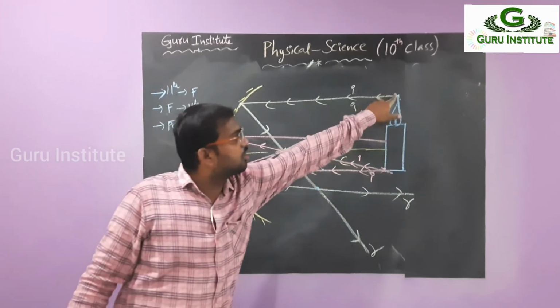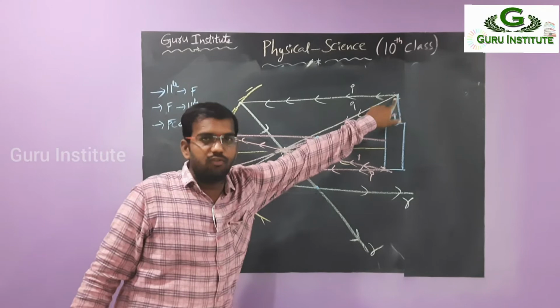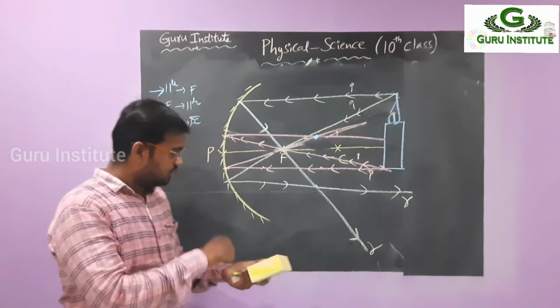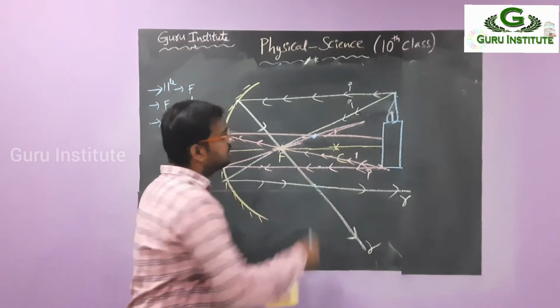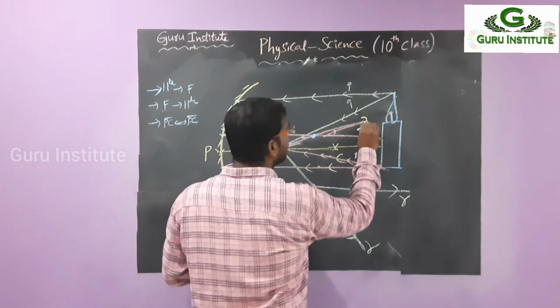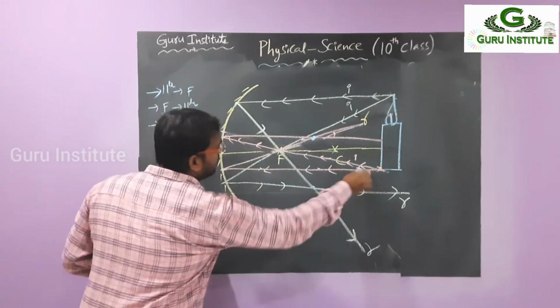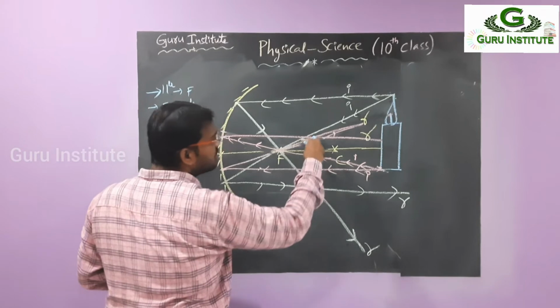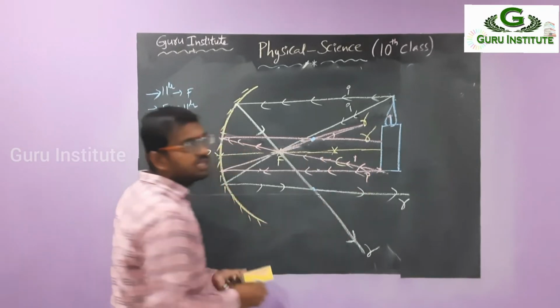That means the top of the candle flame is formed here. Then I am taking the bottom of the candle. Parallel to the principal axis, passing through the focus, this is the first incident ray. Then passing through the focus, parallel to the principal axis, this is the second incident ray. These two meet here. So here the bottom of the candle will be formed.